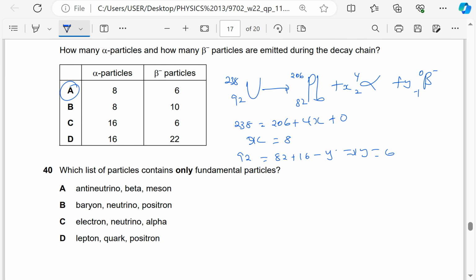And lastly, which list of particles contains only fundamental particles? So the answer is automatically D. This one disqualifies because the meson has quarks in it. Baryons have quarks. Fundamental particles are not made up of anything simpler. Alpha particle has quarks. The lepton has no quarks. A quark is the smallest particle which makes up others. Positron has no quarks, so the answer is going to be D.